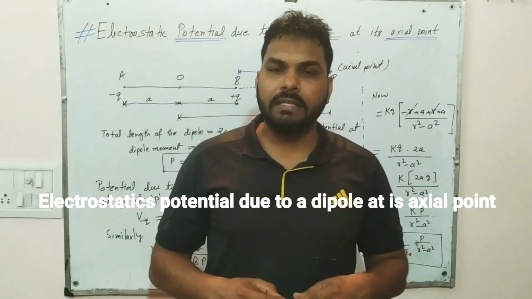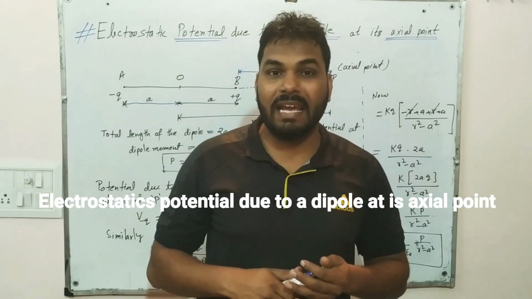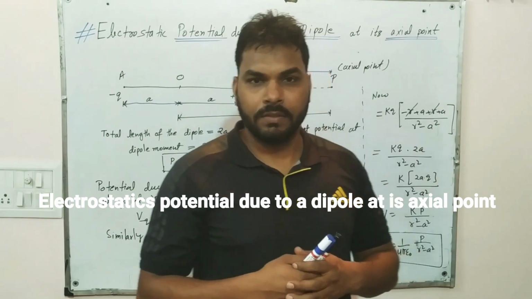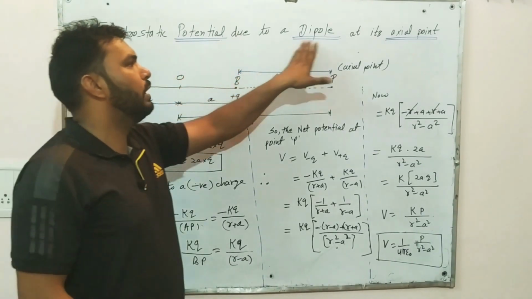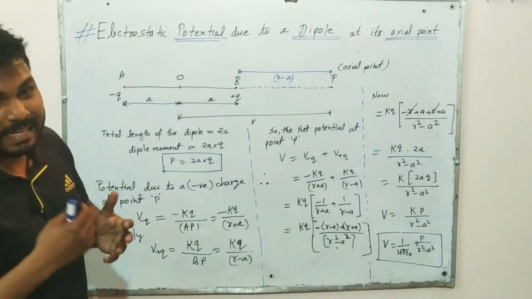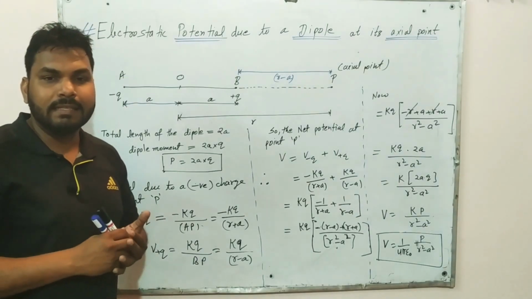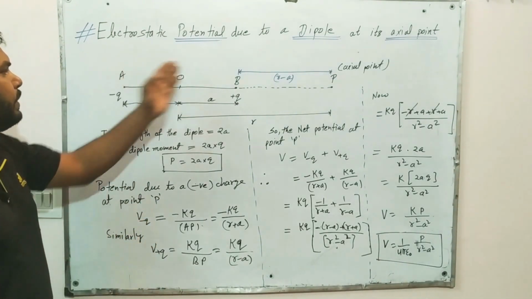In this lecture, we learn about the electrostatic potential due to a dipole at its axial point. So, our topic is electrostatic potential due to a dipole at its axial point. What is a dipole? A dipole is the arrangement of two equal and opposite charges separated by some distance. We are considering a dipole AB.